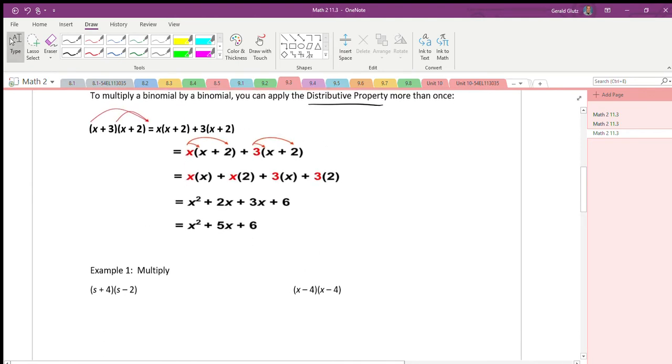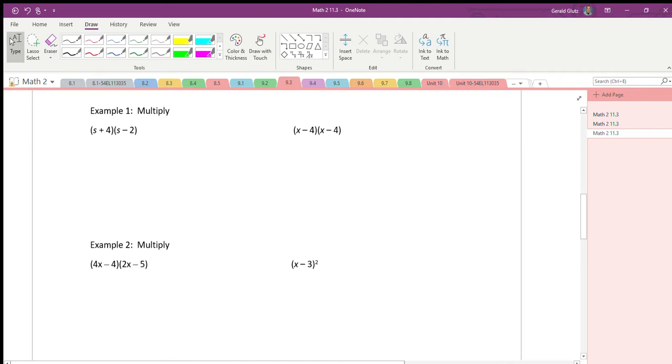In order to use the distributive property to multiply binomials, here's a little example right here. You can look at that, but I'm just going to go right into example 1 to save some time. To use the distributive property, I take the first term, s, and I distribute it, multiplying it times the second binomial, s minus 2. Then I take this sign, plus, and whatever this is, 4, and I distribute this 4 to the second binomial, s minus 2.